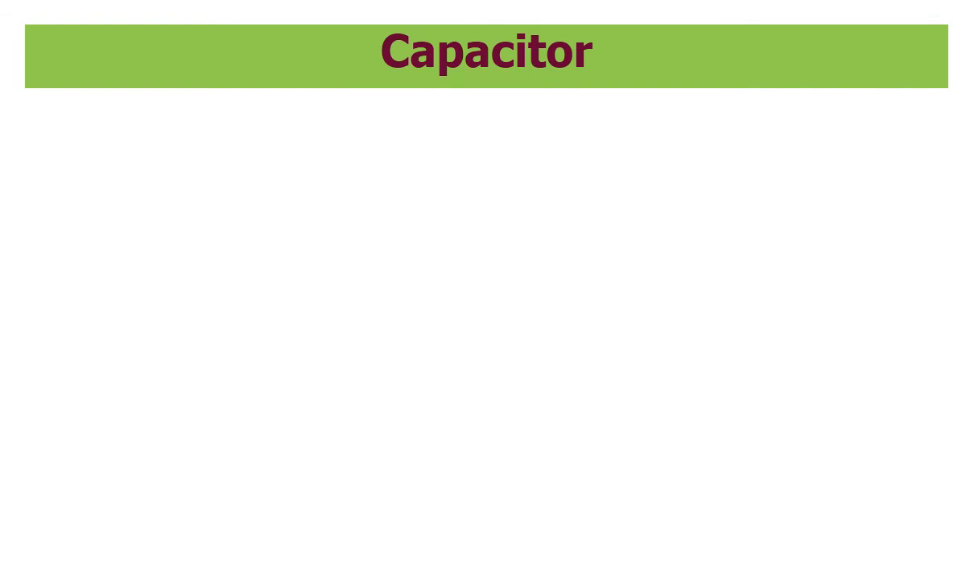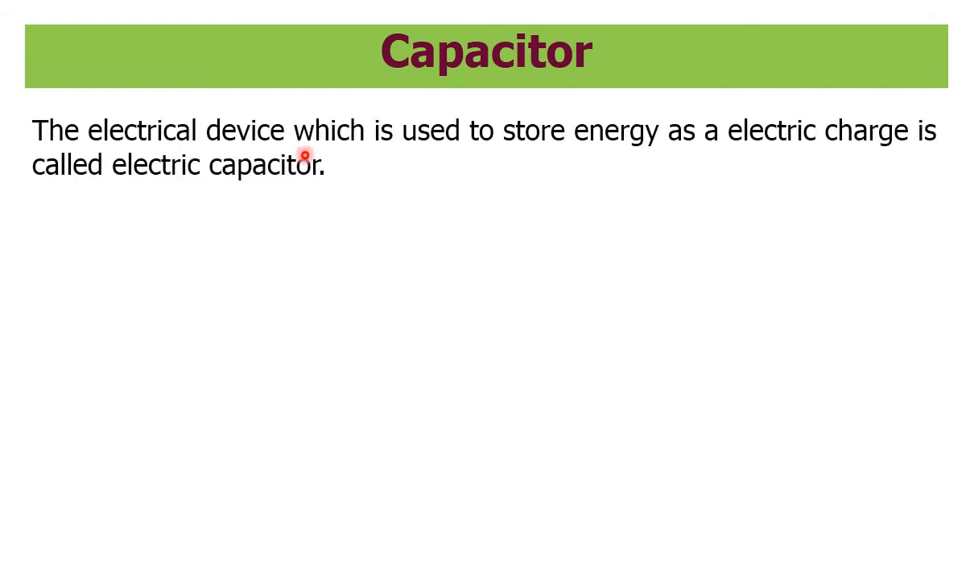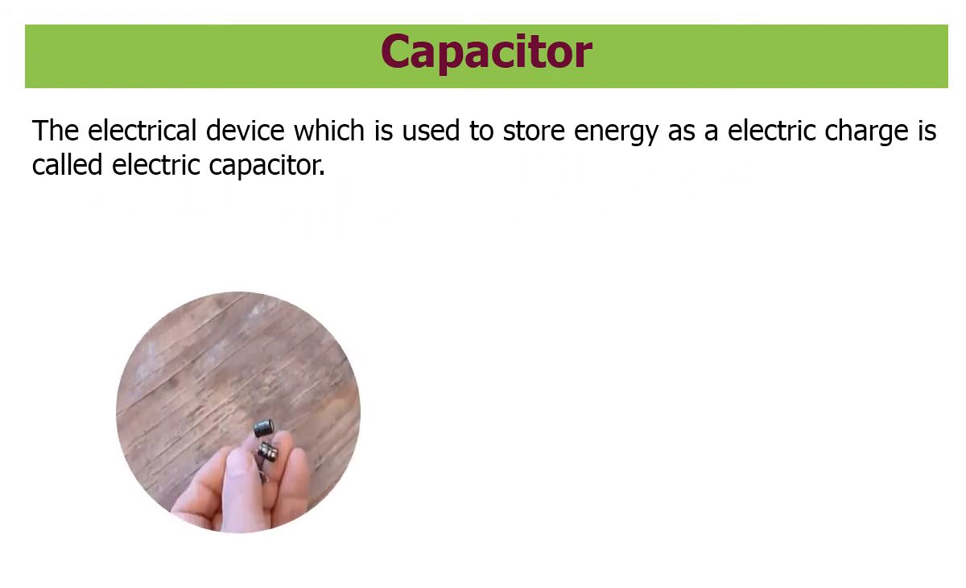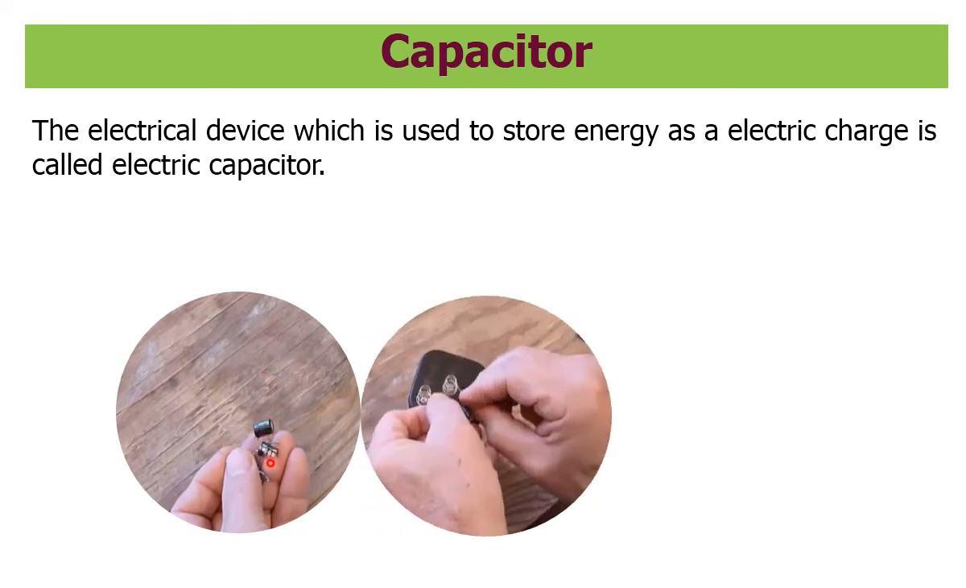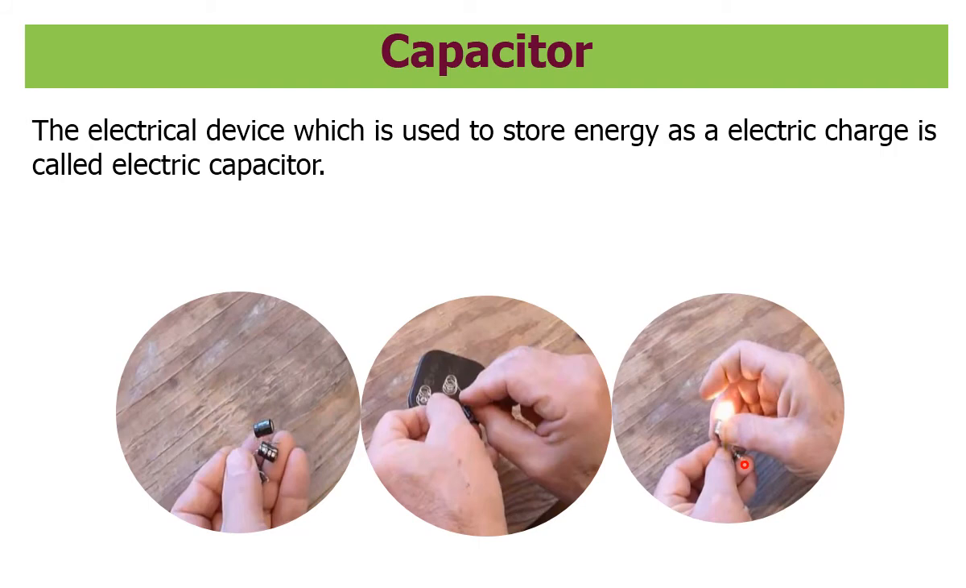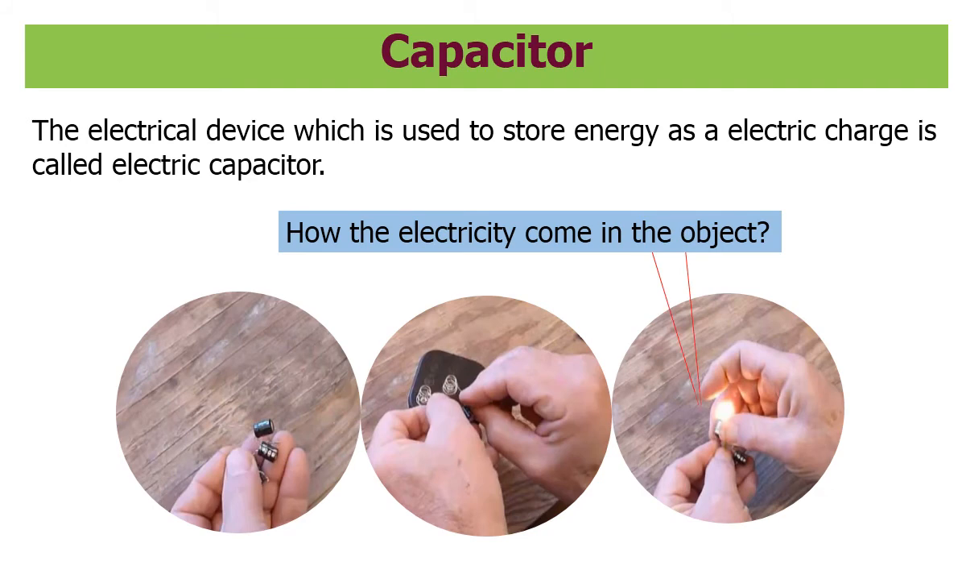Let's have a look. The electrical device which is used to store energy as an electric charge is called a capacitor. Let us see a diagram. In the diagram you can see an object, and is there any electricity in that object? The object has no electricity. When we connect the object to the source, in that case the electricity will be absorbed by the object from the source, and when we connect the object with the bulb, in that case we can see the bulb is lighted. So the question is, how does the electricity come into the object?